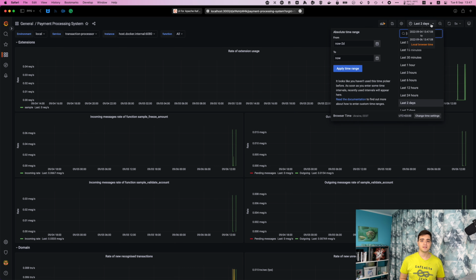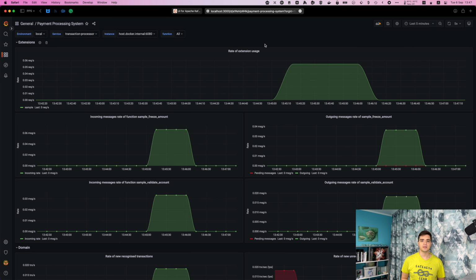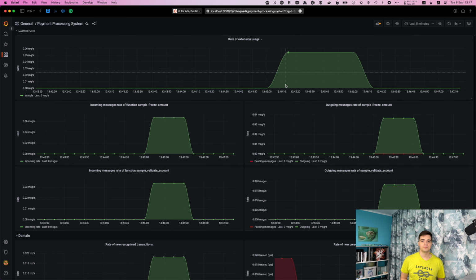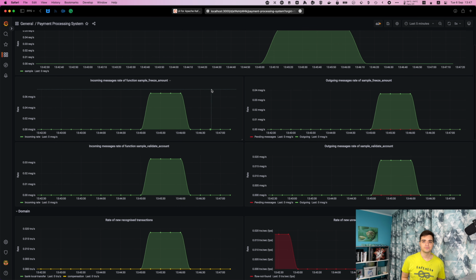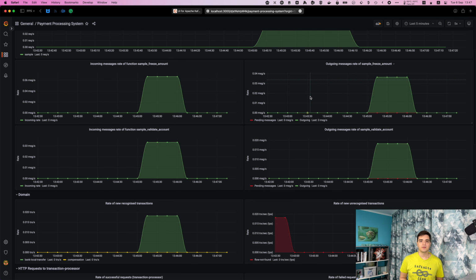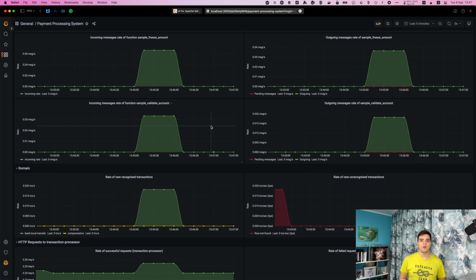The payment processing system exposes several helpful metrics for production usage. On the dashboard, you can see the rate of extension usage. Here we have our sample extension. Also, you can see the rate of incoming messages per step function, rate of outgoing messages per step function, and currently 0 pending messages. Those are queued messages that the system can't send immediately due to high pressure.